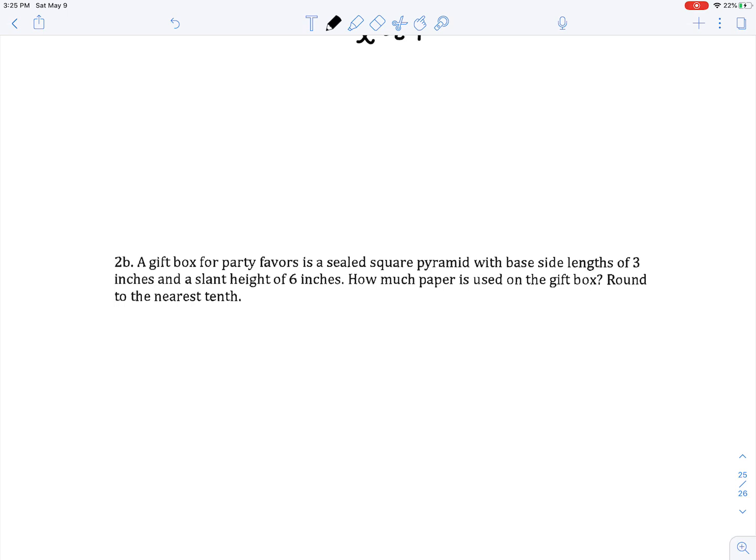A gift box for party favors is a sealed square pyramid with a base side length of 3 and a slant height of 6. How much paper is used on the gift box? Round to the nearest tenth. Well, I know they're talking about area because they're talking about covering something. When you wrap a gift, you want to cover the entire thing. So I'm looking at surface area for this pyramid. Surface area is the lateral area plus the area of the base.